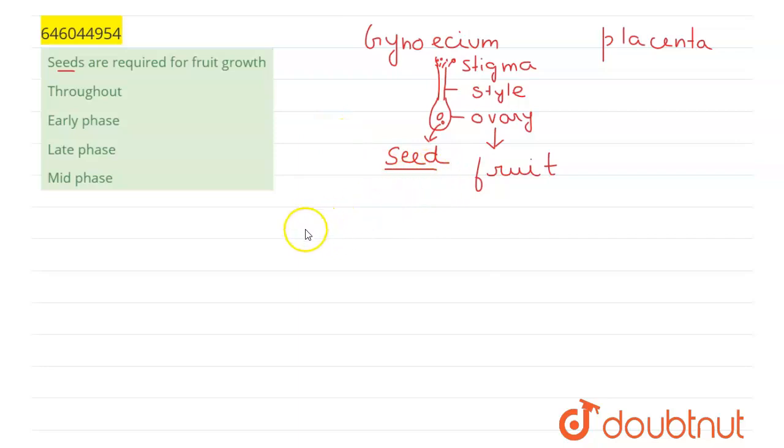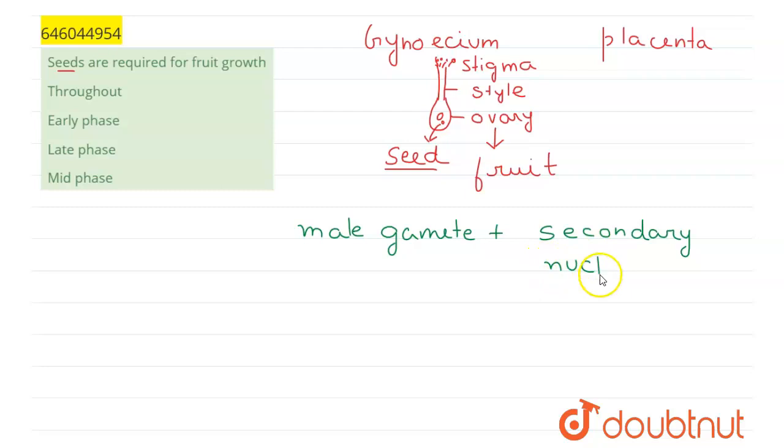It is first formed by the fertilization, or by the union of the male gamete, which is the sperm from the pollen. So here the male gamete is united with the secondary nucleus, and this results in a triploid structure. This triploid structure is known as endosperm. So these two give rise to the endosperm, and this endosperm is a nutritive tissue. This endosperm is triploid, that is 3N in structure, because the male gamete is haploid, and the secondary nucleus is diploid.